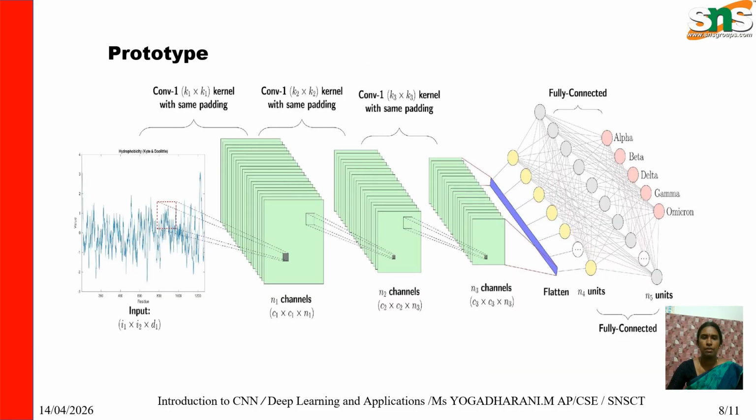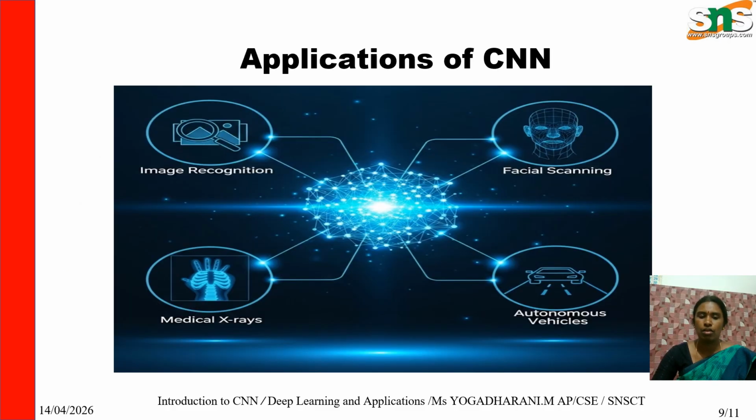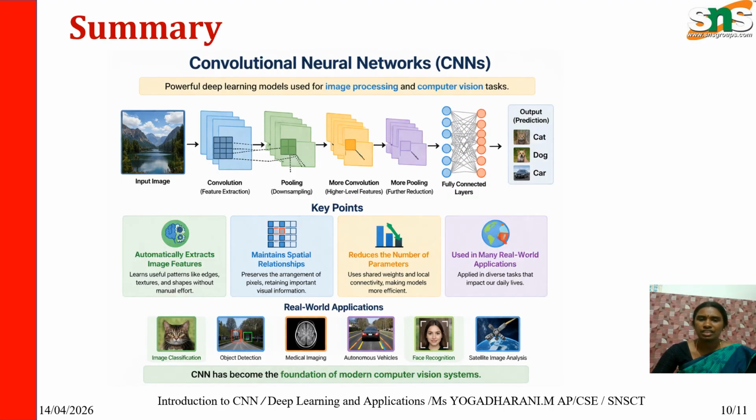This diagram shows the flow of understanding. First is the input image, then feature extraction, then downsampling, and then classification is done. Why does the layer reduce image dimensions? Because of the pooling layers. The applications of CNN are face recognition, medical image analysis, self-driving cars, object detection, and image classification.